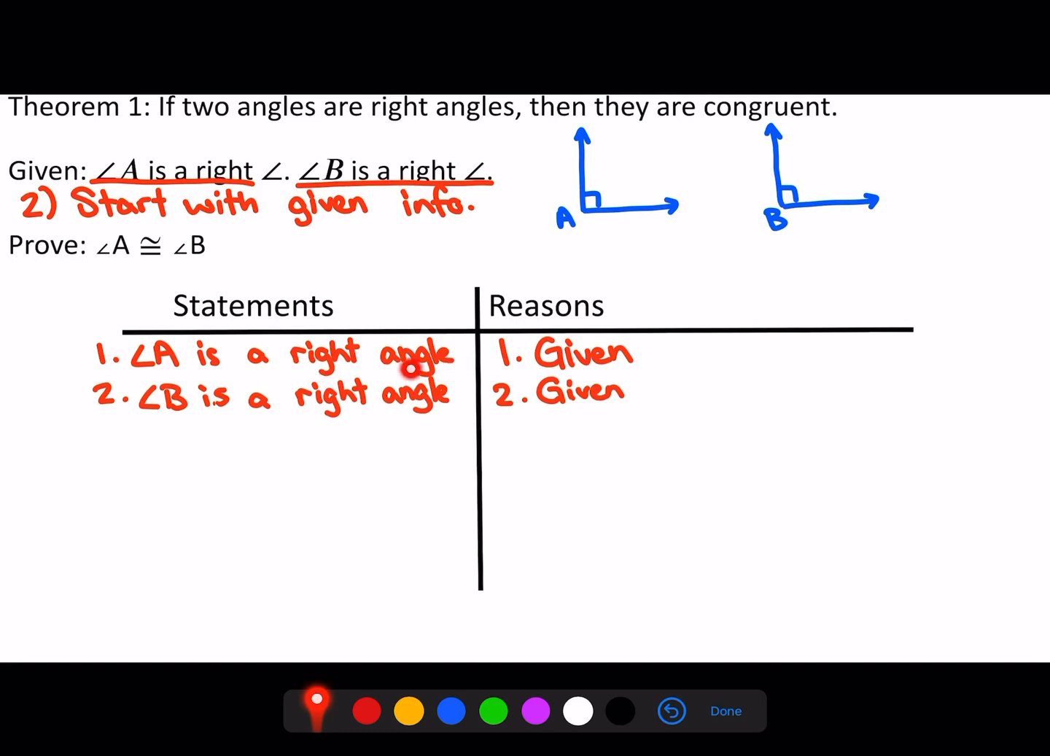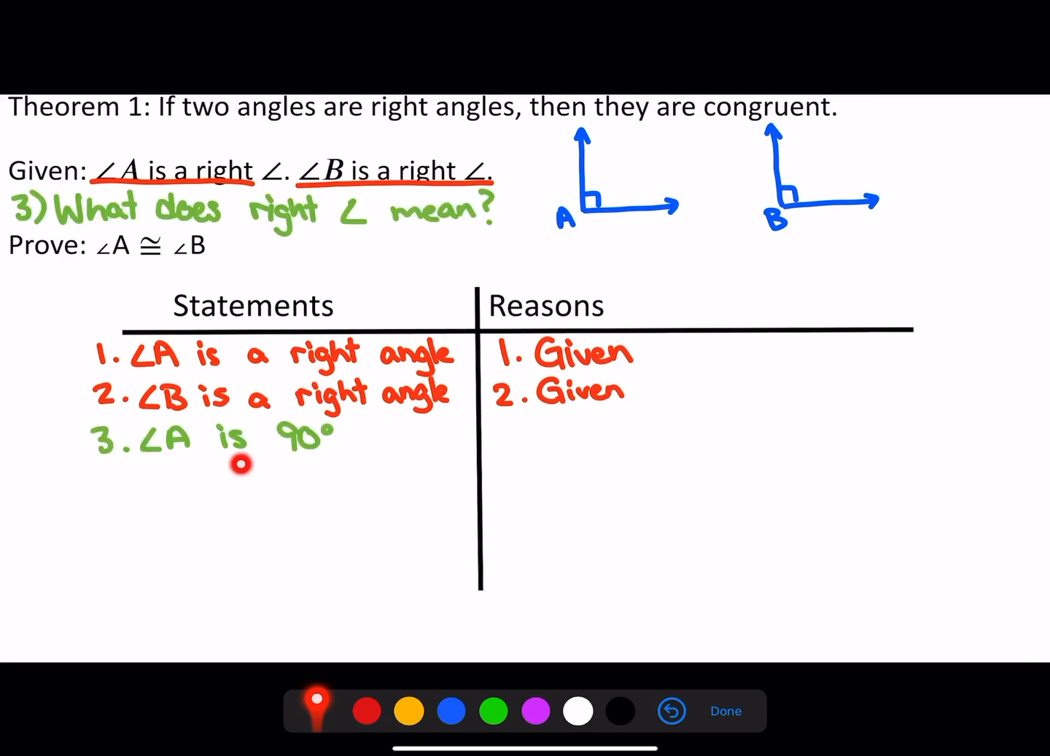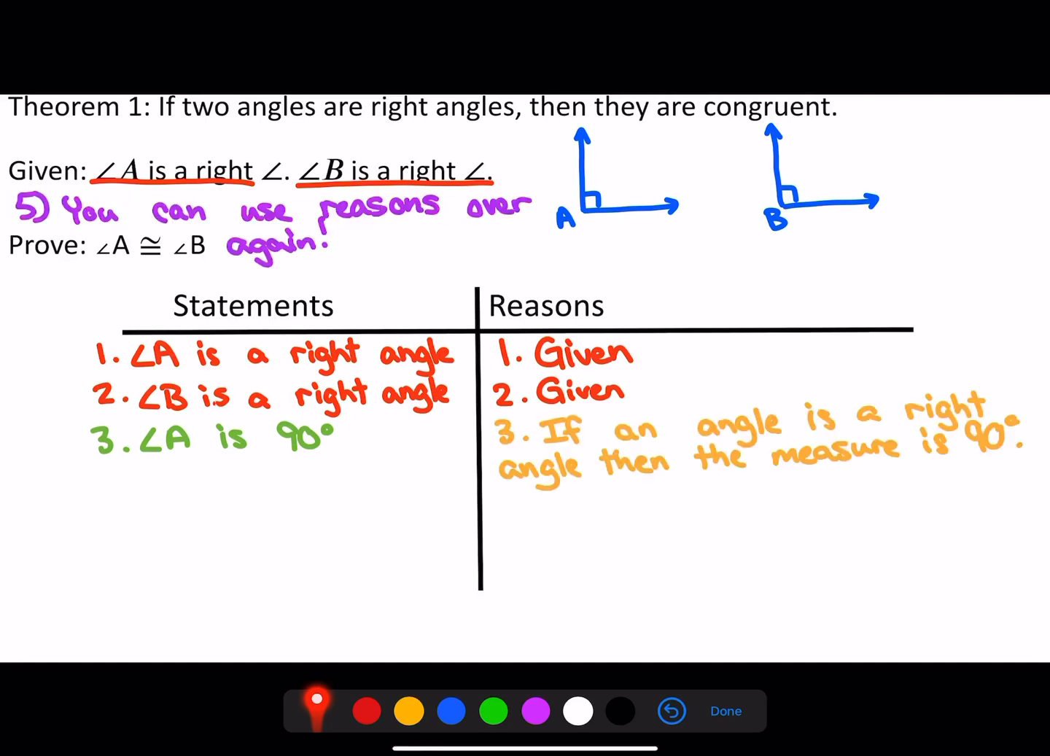What does it mean to be a right angle? Well, if an angle is a right angle, that means that it needs to be a specific measurement. And that measurement is 90 degrees. So we should say angle A is 90 degrees. Well, why can I say that? Well, if an angle is a right angle, then it's 90 degrees. That's the definition of a right angle. So I can go ahead and put that. If an angle is a right angle, then the measure is 90 degrees.